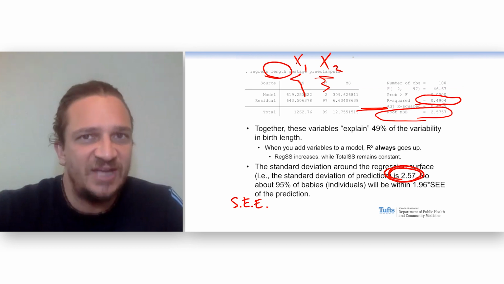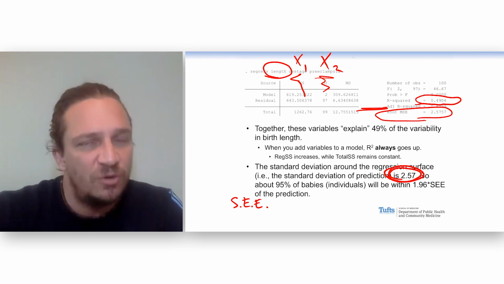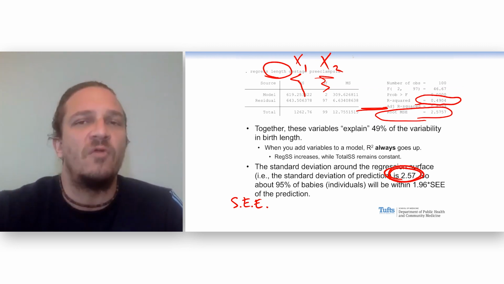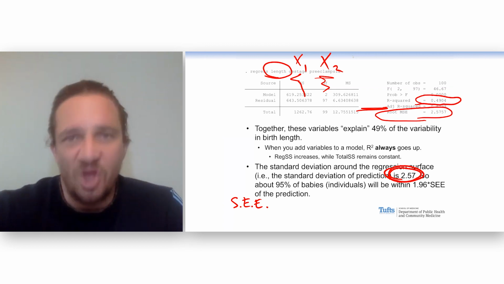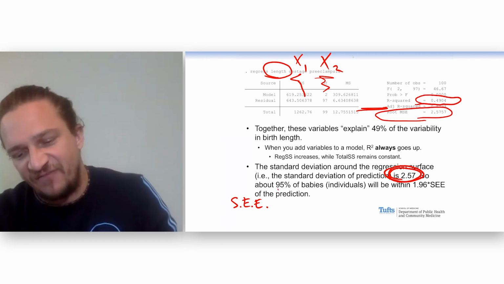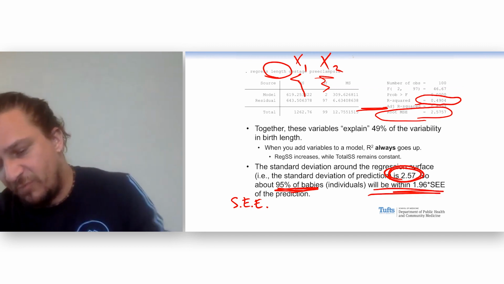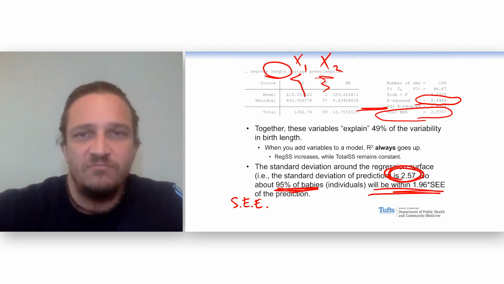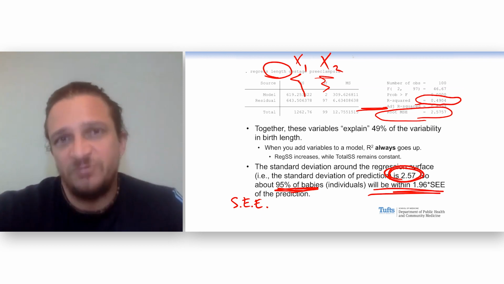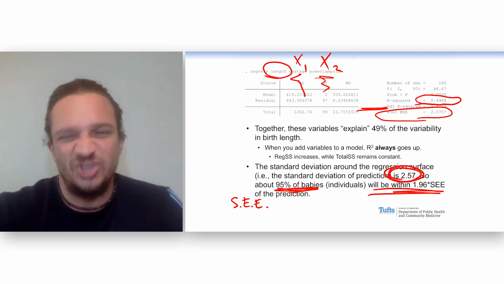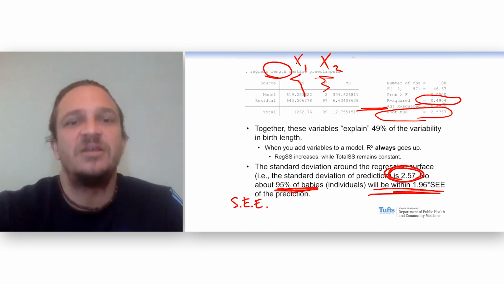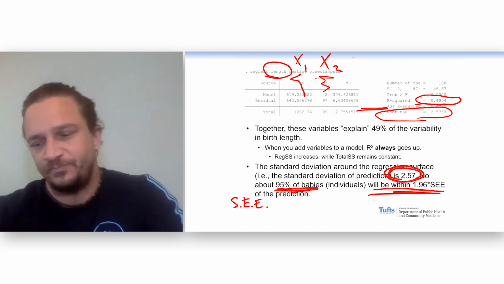It's a standard deviation, so it talks about individual people spread out around the model. And we know about standard deviations. About 95% of individuals, we said that's most people, will be within 2 standard deviations of the middle. In other words, most babies will be within 2 standard deviations, 2 SEEs, of the prediction.